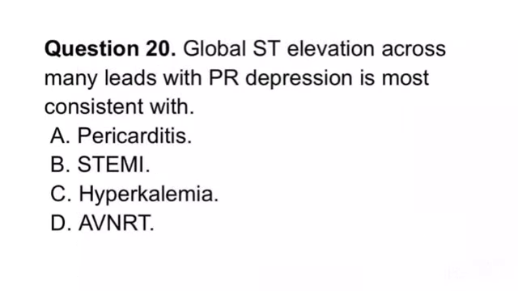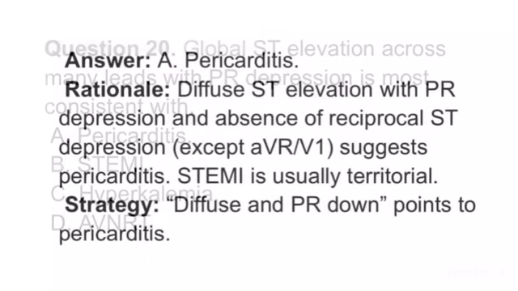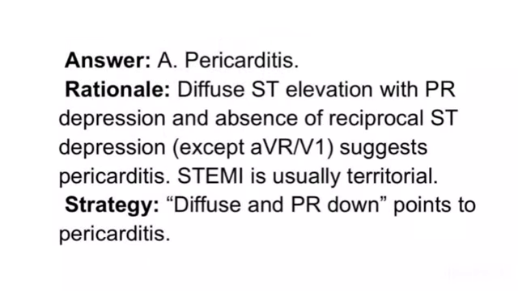Question 20. Global ST elevation across many leads with PR depression is most consistent with: A. Pericarditis. B. STEMI. C. Hyperkalemia. D. AVNRT. Answer, A. Pericarditis. Rationale: diffuse ST elevation with PR depression and absence of reciprocal ST depression, except aVR/V1, suggests pericarditis. STEMI is usually territorial. Strategy: diffuse ST elevation and PR depression point to pericarditis.